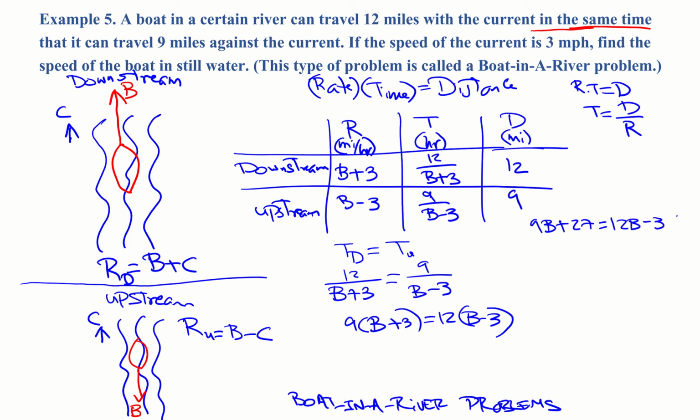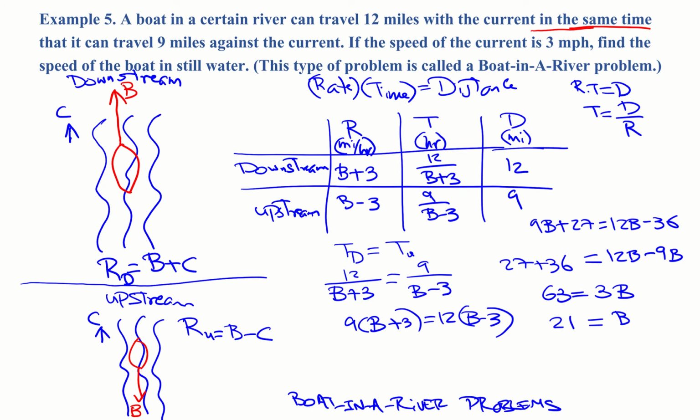12b minus 36. Since the larger b term is on this side, I'll go ahead and respectfully move the b terms to that side. So I get 12b minus 9b, and I'll keep the 27 on this side and bring the negative 36 over to get plus 36. So now when we add those, let's see, we have 50 and 13, so that's 63 equals 3b. So we get b equals 63 divided by 3, which is 21.